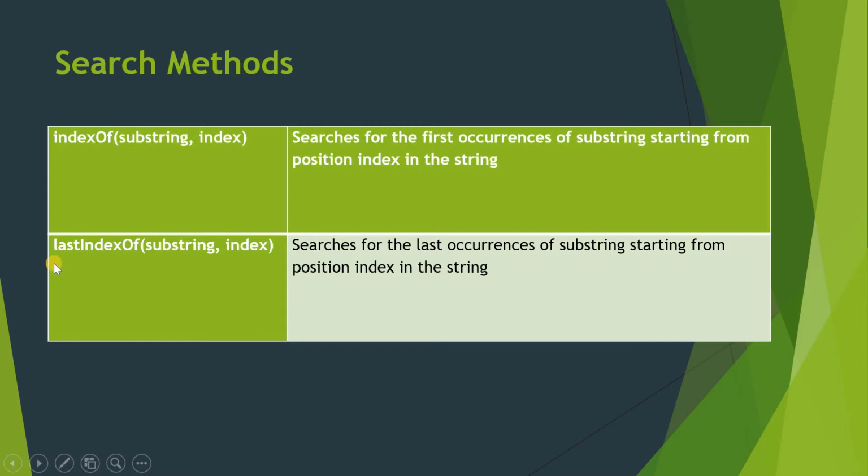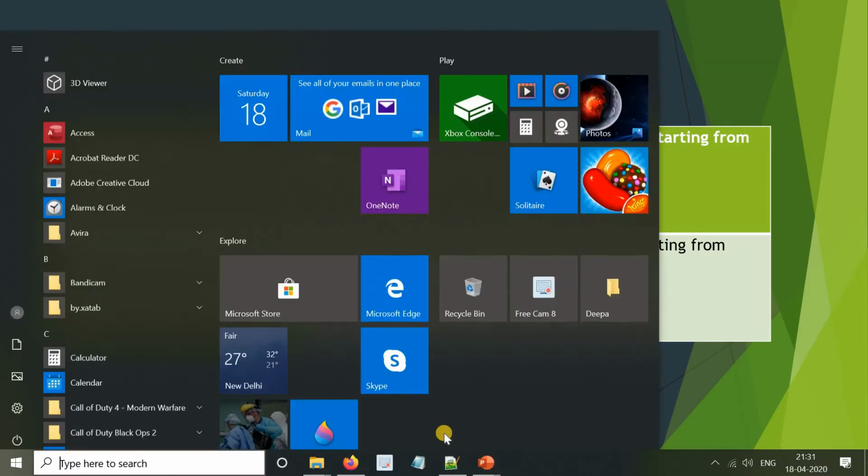Coming to the search methods, these two are the common search methods. indexOf is used to find the first occurrence of the character in the string. lastIndexOf(substring, index) is used to find the last occurrence of the character in the given substring. Now we will discuss the code for the following methods.